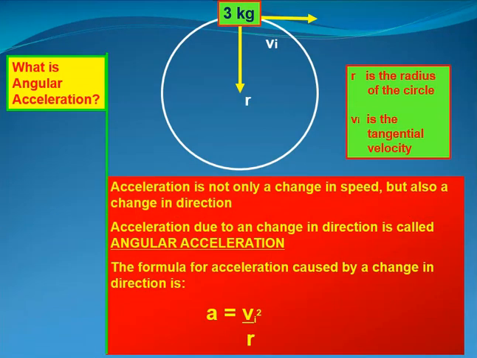What is angular acceleration? Acceleration is not only a change in speed, but also a change in direction. Acceleration due to a change in direction is called angular acceleration. The formula for acceleration caused by a change in direction is a equals v squared over r, where v in this case is the tangential velocity, and r is the radius, the distance from the center of the circle to the object.